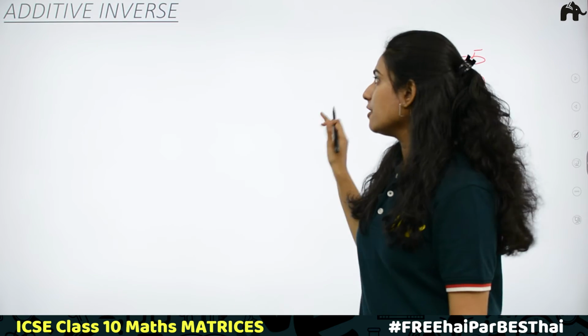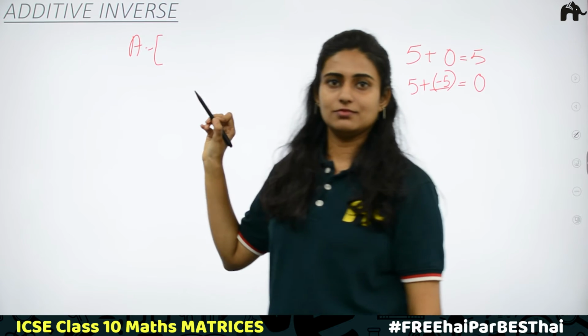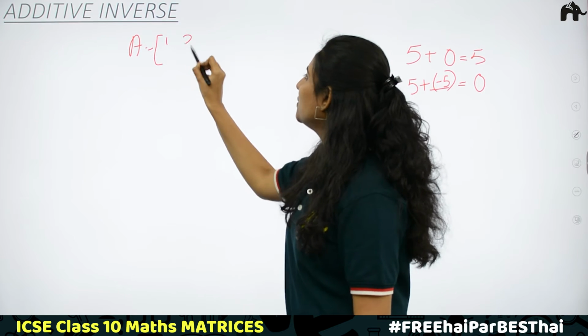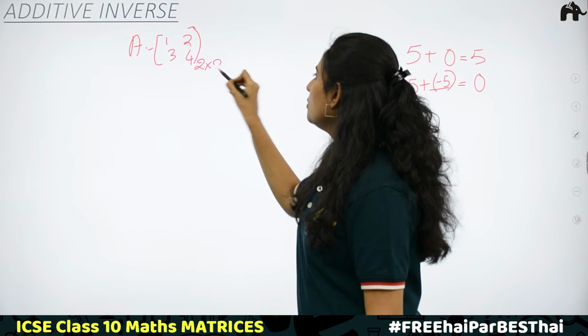Now, come to the case of matrices. Here, we are taking a matrix A equal to the same example 1, 2, 3, 4, which is a 2 by 2 matrix.